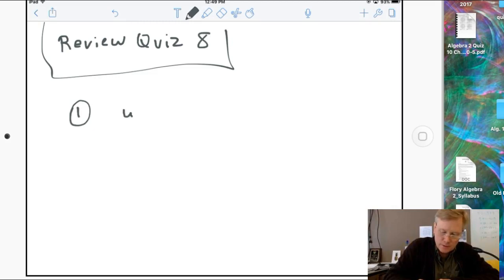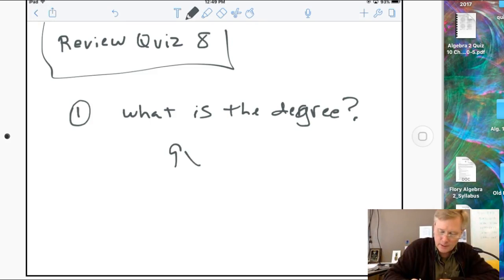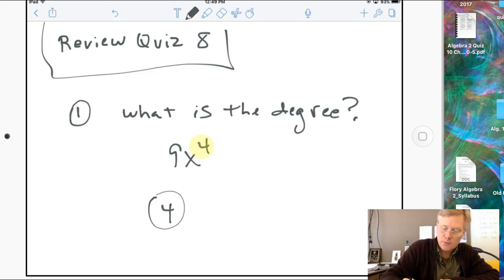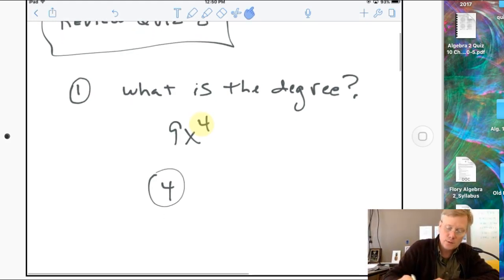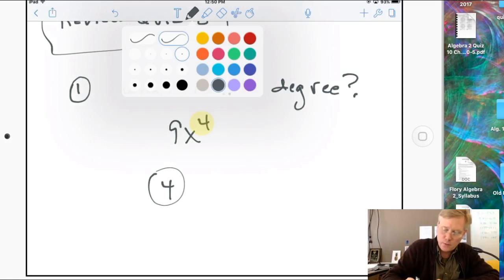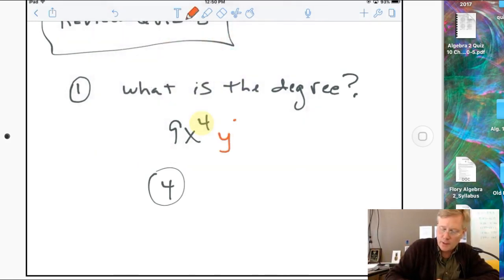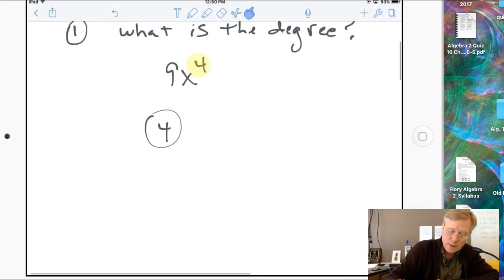If I asked what is the degree of this polynomial, 9x to the fourth, hopefully you would know that the degree has to do with the exponent. There's only one exponent there, one variable, one exponent, therefore the degree is 4. If there were two exponents, like x to the fourth, y to the third, you would then add the 4 and the 3 and get a degree of 7. This is not that problem, but anyway.